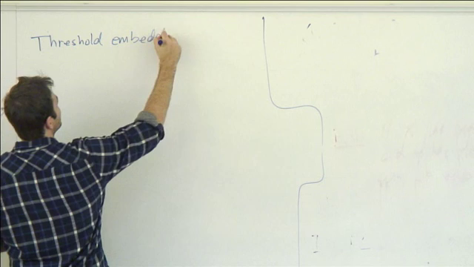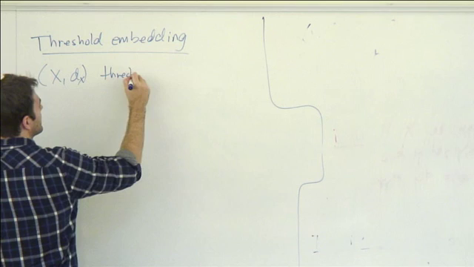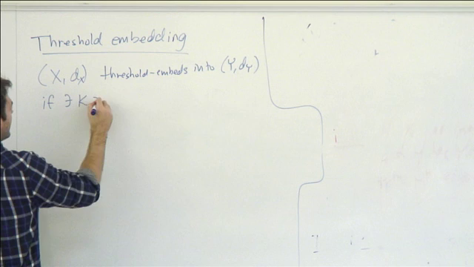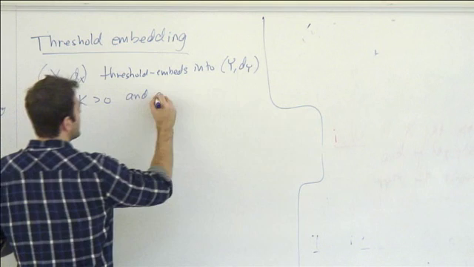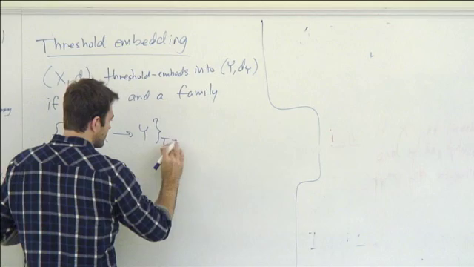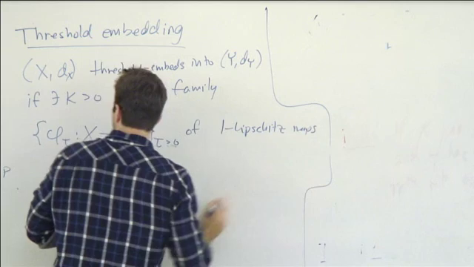All right, so this is the notion of a threshold embedding. We have, again, two metric spaces, X and Y, and we'll say that X threshold embeds into Y if there exists a constant K, and this threshold embedding is going to be a collection of mappings, not a single mapping. So it's a family of mappings from X to Y, indexed by some non-negative real number. It's a family of 1-Lipschitz maps, which satisfy the following.